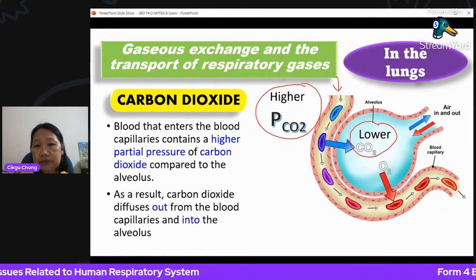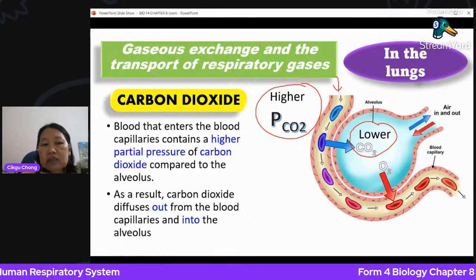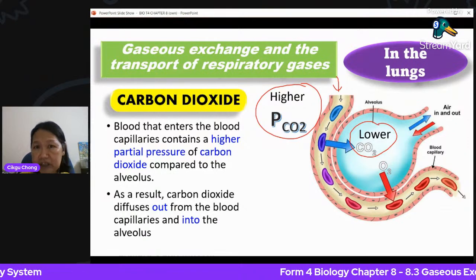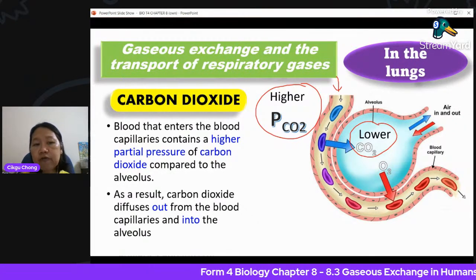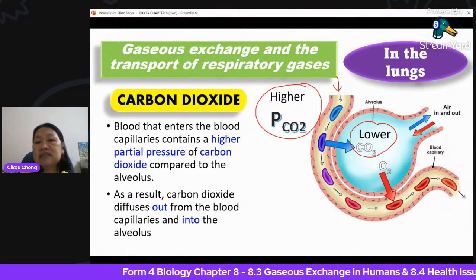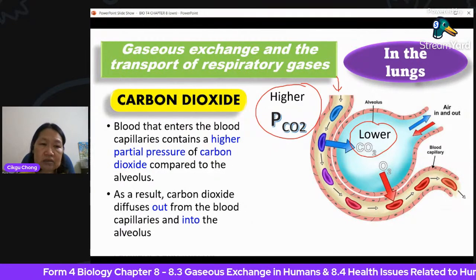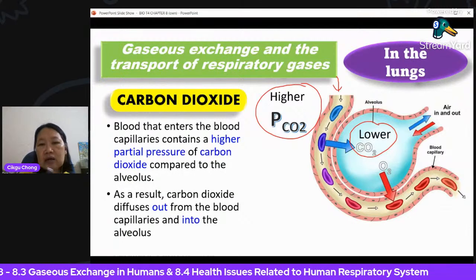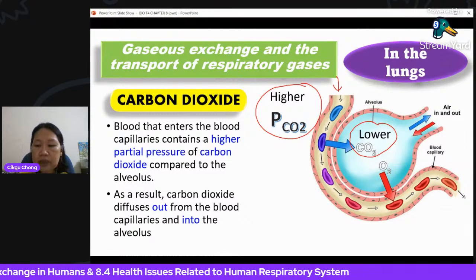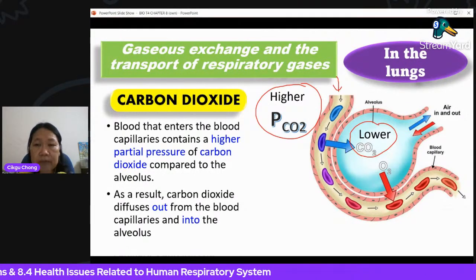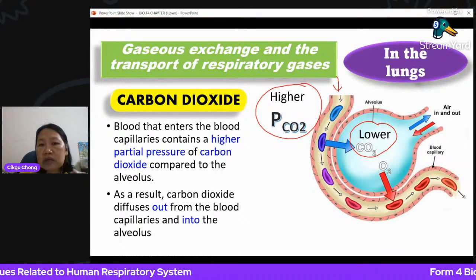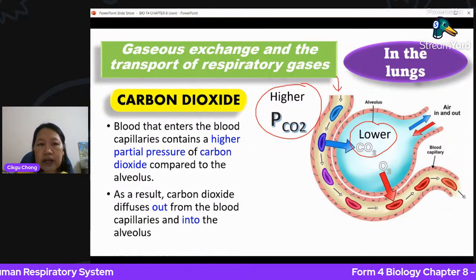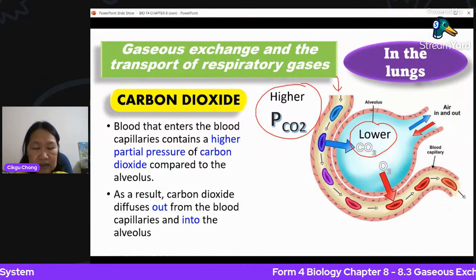So as a result, carbon dioxide diffuses out. You must mention the direction: diffuse out from the blood capillaries and into the alveolus. The direction is very important. You need to explain where it goes. Remember to use the words partial pressure, and remember to state the direction, from where to where. So that is the story in the lungs.